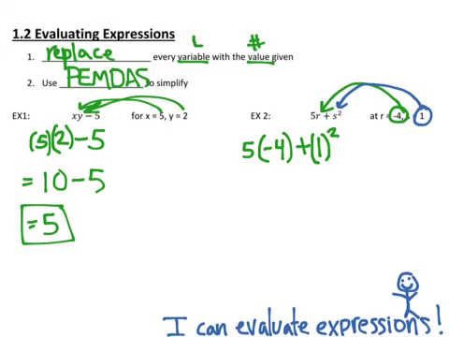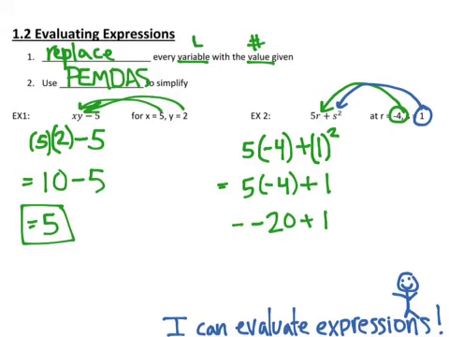Now it's time to use PEMDAS. We're going to take care of exponents first. So 5 times negative 4 plus 1 squared. Now 1 squared is the same as 1 times 1, which is just 1. So now we have multiplication right there, and we have addition. So we're going to multiply first. So 5 times negative 4 is negative 20 plus 1.